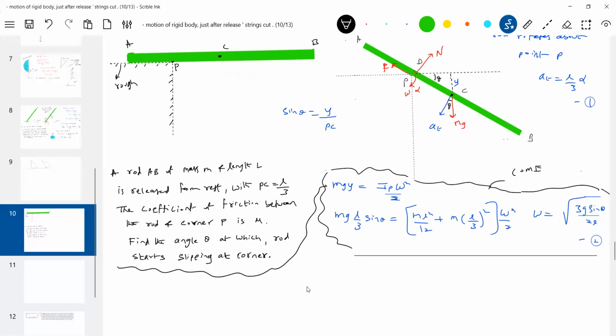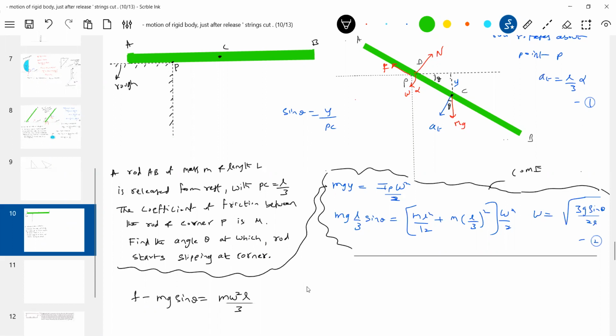I think I'll slide up till here. What is the equation? F minus mg sin theta. Why m omega square L by 3? Because what is the distance of the point C from P? L by 3. But it's a total rod rotating, sir, what is this equation? It's a body, not a particle.